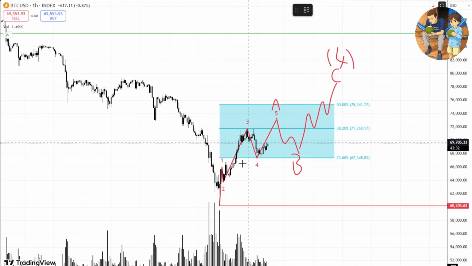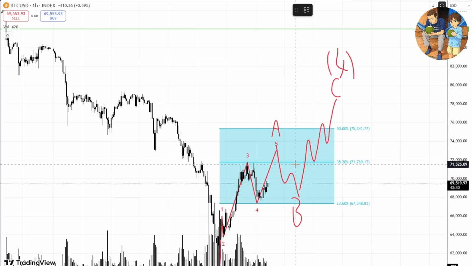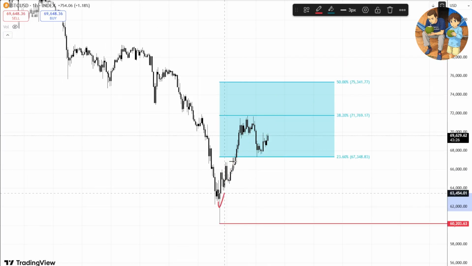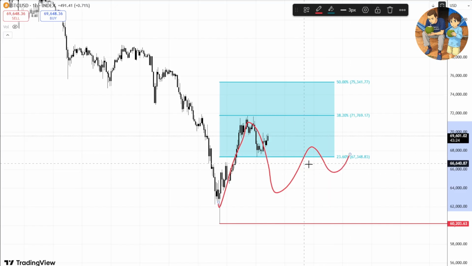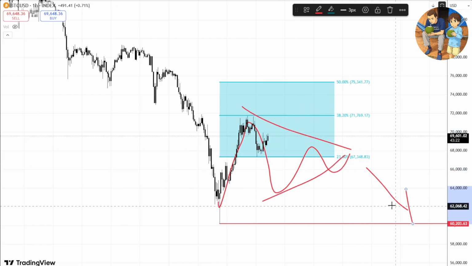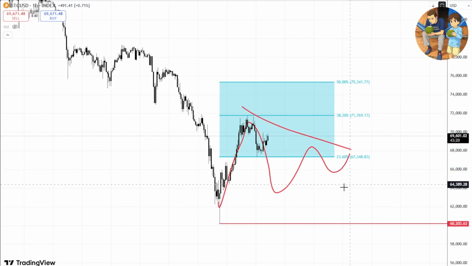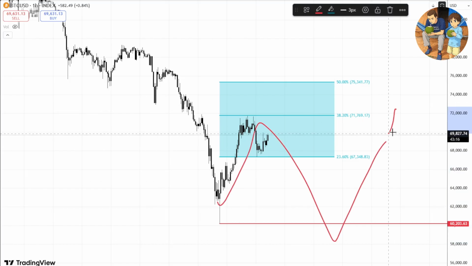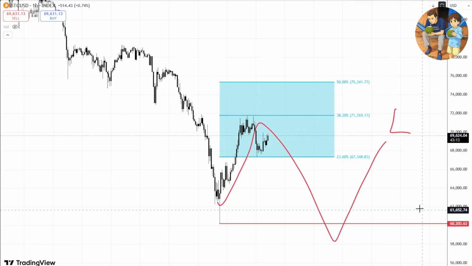Of course, there are also more complex scenarios, like a triangle, where we might have an A, B, C, D, E, possible of course as well, and then 5 starts, or a flat, where we had A already, B, and then C, and then 4 is over and the 5 follows.